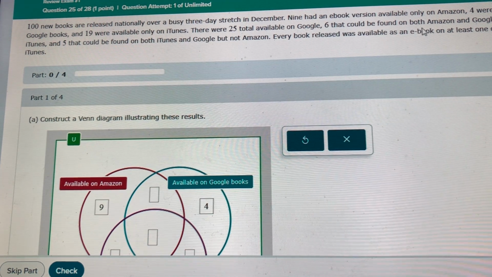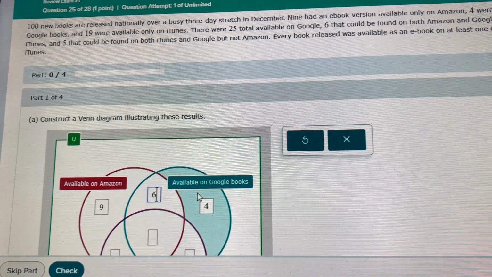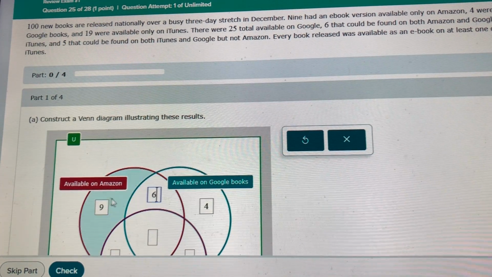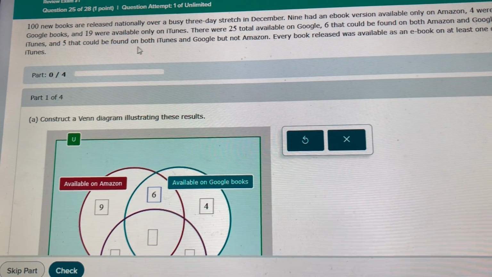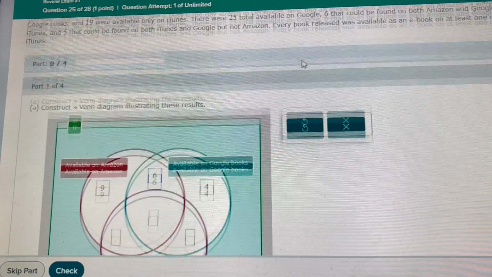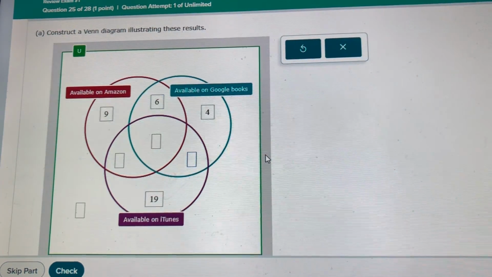6 are found on both Amazon and Google, but not iTunes. 6 are on Amazon and Google, but not iTunes. That's this upper one right there. Because Amazon and Google are here, but you don't want to include the iTunes one. 5 could be found on iTunes and Google, but not Amazon, so that would be this one right here, 5.